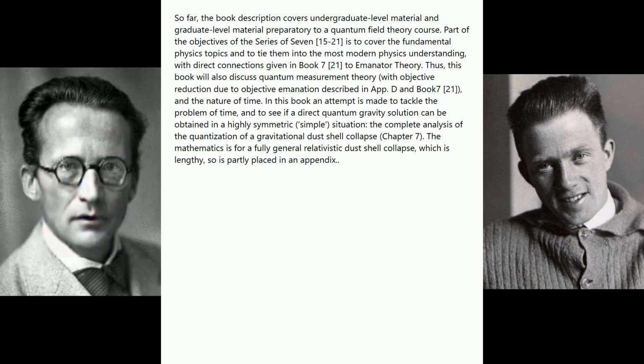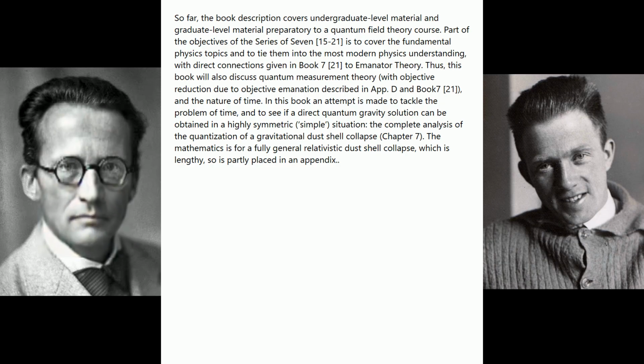Part of the objectives of the series of 7 is to cover the fundamental physics topics and to tie them into the most modern physics understanding, with direct connections given in Book 7 to emanator theory. Thus, this book will also discuss quantum measurement theory, with objective reduction due to objective emanation described in Appendix D and Book 7, and the nature of time. In this book, an attempt is made to tackle the problem of time, and to see if a direct quantum gravity solution can be obtained in a highly symmetric, simple situation. The complete analysis of the quantization of a gravitational dust shell collapse is in Chapter 7.